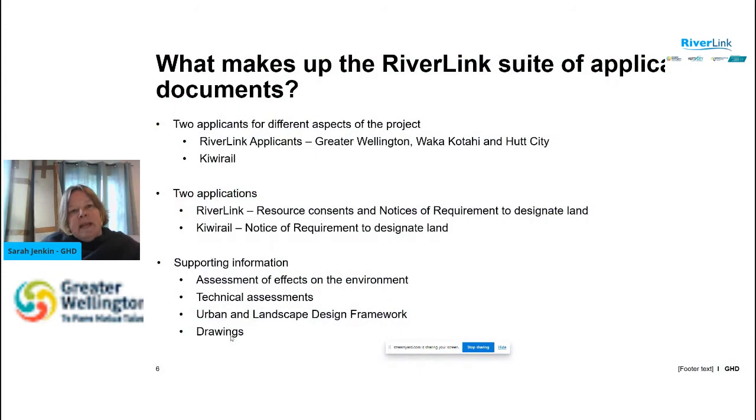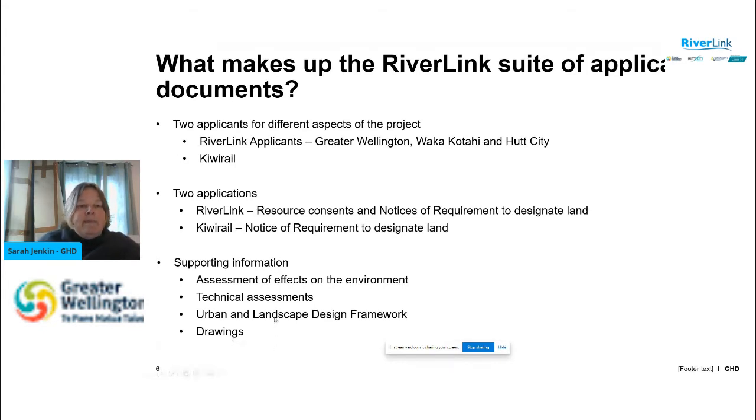So what makes up the RiverLink suite of documents? We've got 2 applicants. So we've got the RiverLink applicants, so Greater Wellington, Waka Kotahi and Hutt City, and they are responsible for different aspects of the RiverLink overall project. And then we've got KiwiRail. So KiwiRail has a specific part of the project related to the railway line.